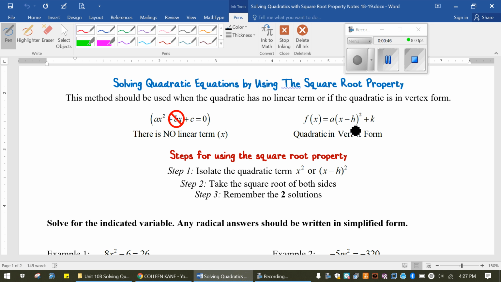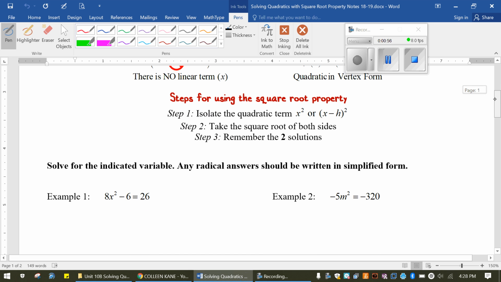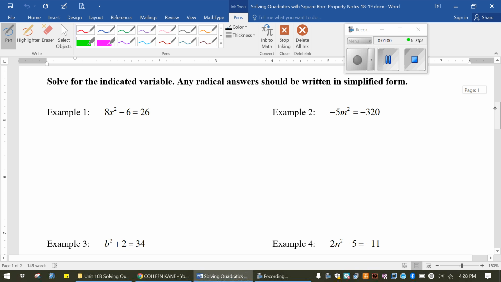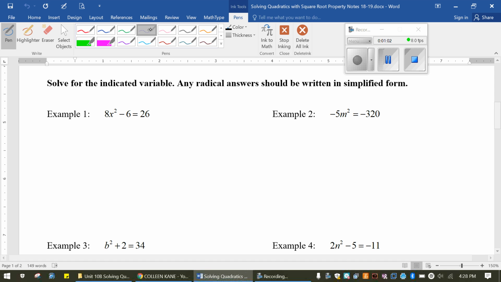So what are the steps? You want to isolate the squared term, or the parentheses squared if it's in vertex form. Then you'll take the square root of both sides to get rid of that power of 2. And then we've got to remember to find our 2 solutions. So we're just going to jump right in on example number 1.